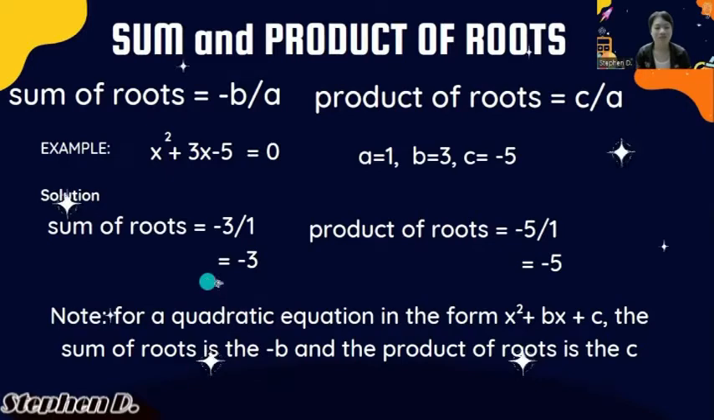Note that for a quadratic equation in the form x squared plus bx plus c, the sum of roots is negative b, and the product of the roots is c.